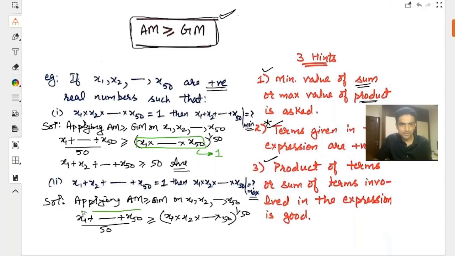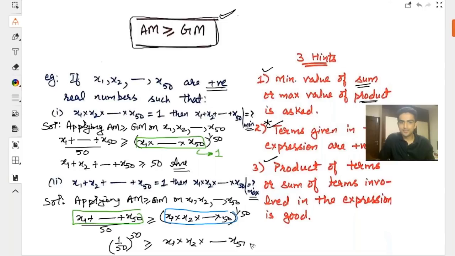Now guys, this sum is good. It is 1. And what do we require? Maximum value of this product. So just keep this 50 power to the left hand side. Bring it to the left hand side. So you will get 1 by 50 raised to power 50 is greater than equal to this product. So clearly, this is the maximum value of this product because it will always remain less than equal to this.